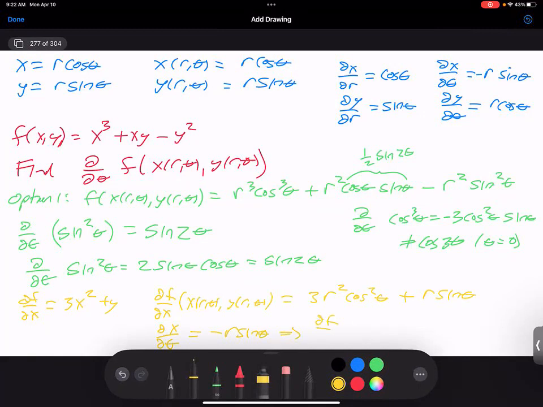So the df dx dx d theta piece is just going to become 3r squared cosine squared theta plus r sine theta times minus r sine theta. And that would just be the df dx dx d theta piece. Then you would do the df dy dy d theta. So as an exercise, I want you to finish doing this problem at home. Do it both ways. Use the product rule, use the angle formula, and see which for you is easier.